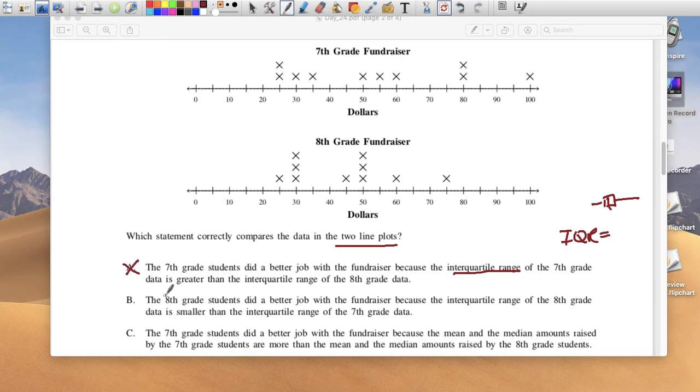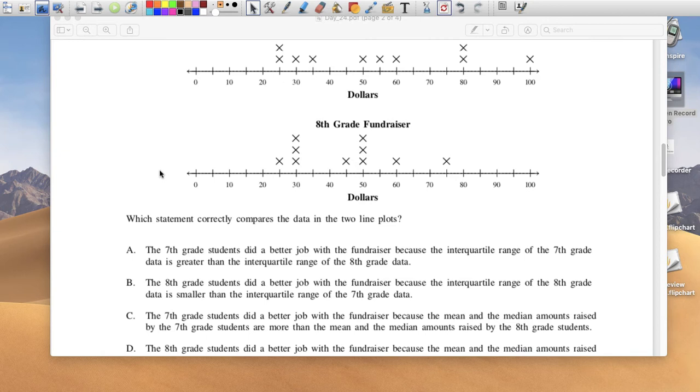And B, likewise, the eighth graders did a better job with the fundraiser because the interquartile range of the eighth grader, whatever. I throw that in the garbage as well, okay? Because we don't have that information. And I don't think it's a multiple choice. They're not asking you to create a box plot, okay? The min, the max, Q1, Q2, Q3. And no, they're not asking you to do that.